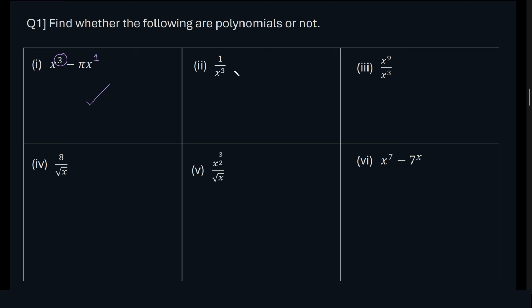Second, 1 over x cubed. Using the laws of exponent, we can write this as x to the power negative 3. Since the power here is a negative integer, therefore this is not a polynomial.